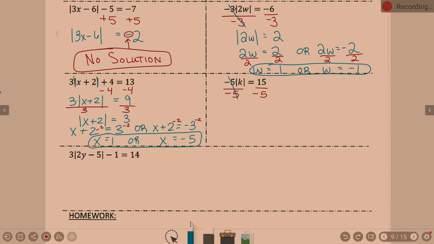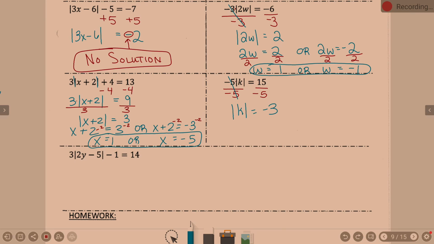Negative 5's cancel. The absolute value of k equals negative 3. Imagine the answer. You're not done, are you? Well, what's my next step supposed to be? Then you have two equations. Okay, and then we're supposed to set up two equations. And how are the two equations supposed to work? Equals... wait, no. That's no solution. Oh, there we go.